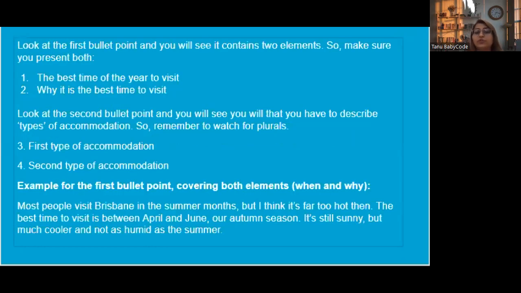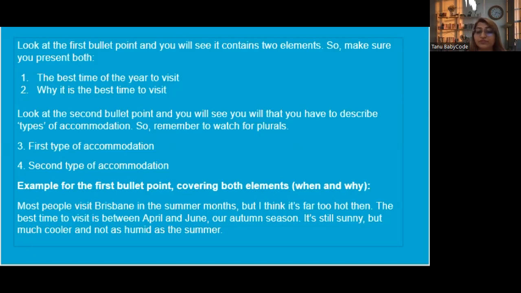Look at the first bullet point and you will see it contains two elements, so make sure you present both. The first one is the best time of the year to visit, and the second is why it is the best time to visit. Now see the second bullet point and you will see that you have to describe types of accommodation. So there are plural things, at least two accommodations: first type of accommodation, second type of accommodation. Once you describe your first bullet point, you have to cover two elements here, when and why.